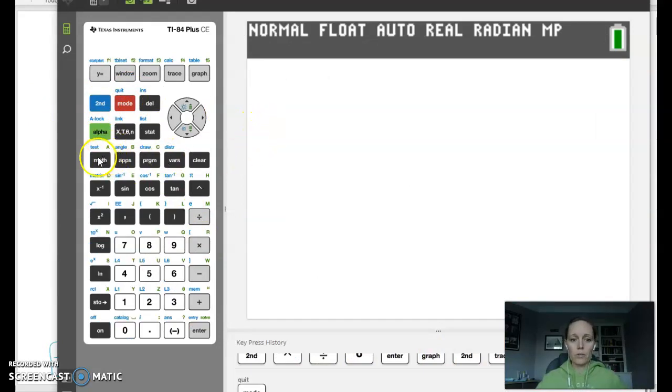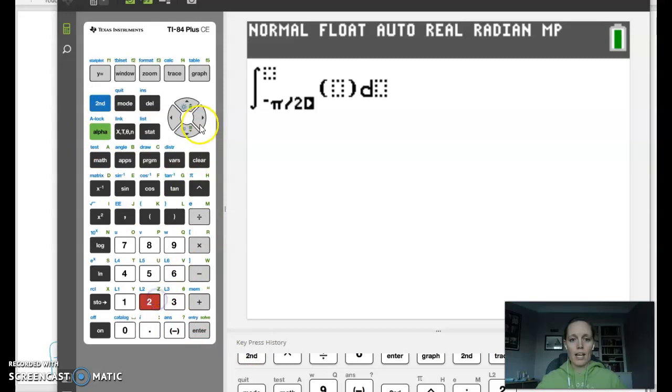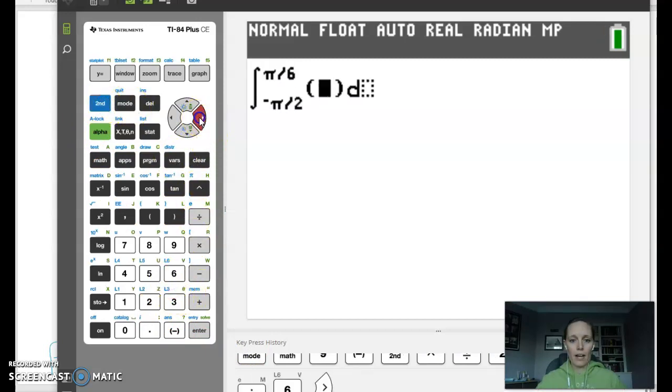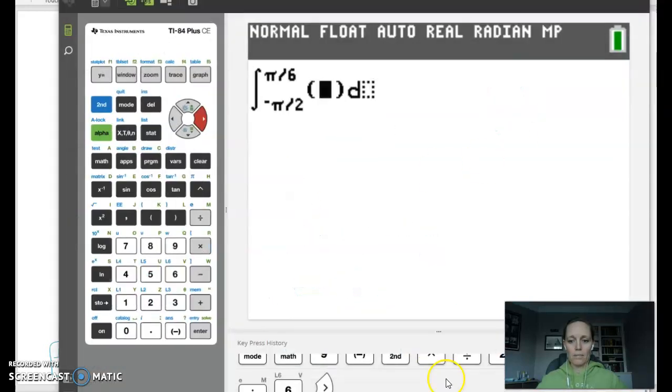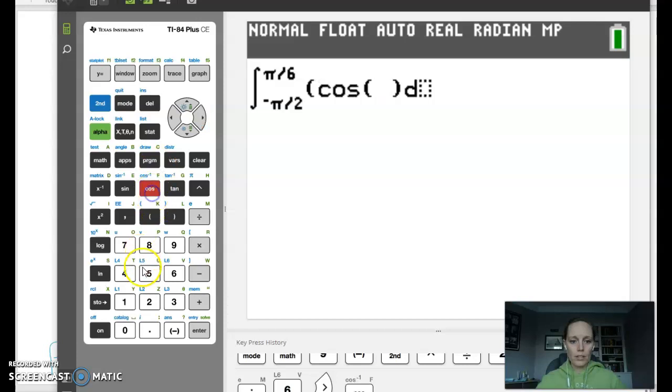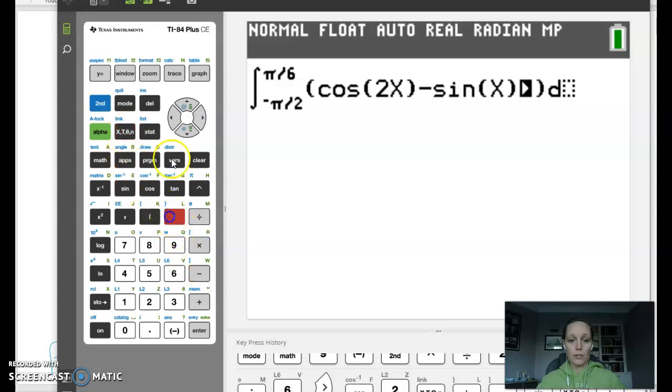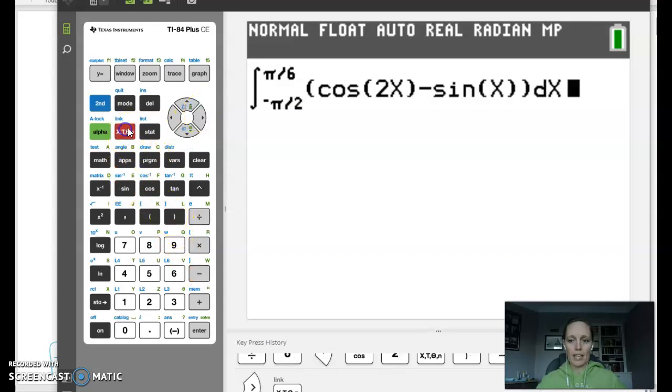So I'm using integral, which is in the math menu. It's option 9. Remember the lower bound on the first integral was from negative pi over 2, and then the first integral went to pi over 6. That was where we had cosine of 2x on the top. So cosine of 2x, make sure you close those parentheses and then subtract sine of x and close those parentheses, and you've got to put that term or variable of integration in there.